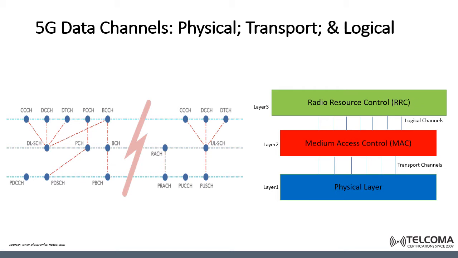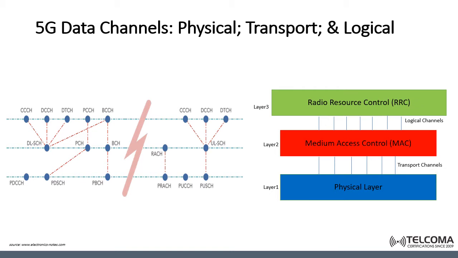On the other side, the control plane of the 5G New Radio layers will be almost identical to the LTE. So, besides the main functions that each layer is performing, we can see also that the physical layer is offering transport channels to the MAC sublayer, and on the other hand, the MAC sublayer is offering logical channels to the RLC sublayer.